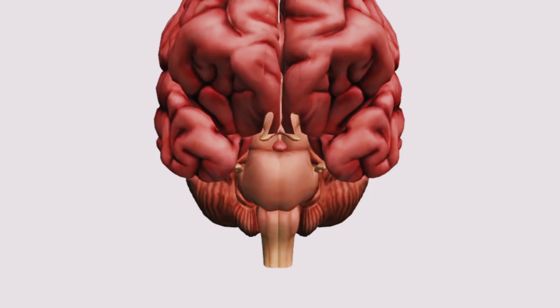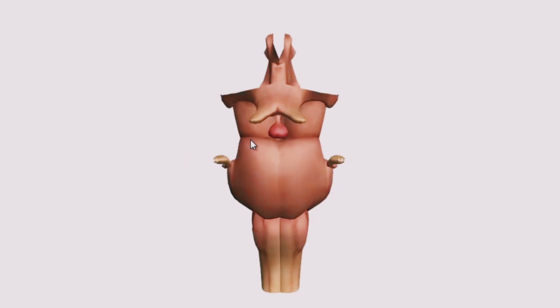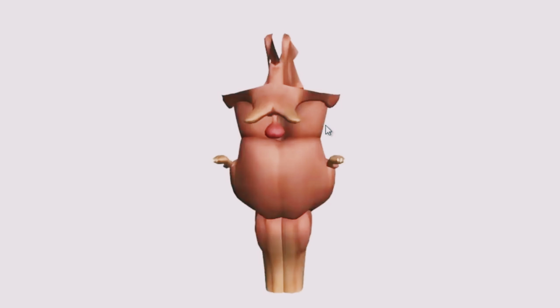Just above it you've got the pons, which is this bit here, and above the pons you've got the midbrain. So what I'm going to do is just isolate the brainstem. I've just removed all the other structures. We're looking at the exact same view. You've got the medulla at the bottom, the pons and the midbrain above it.